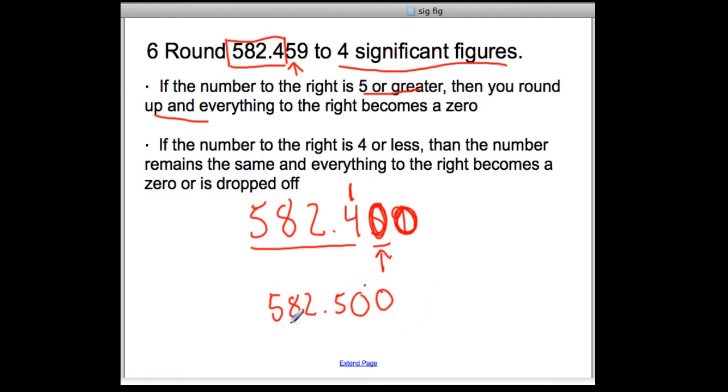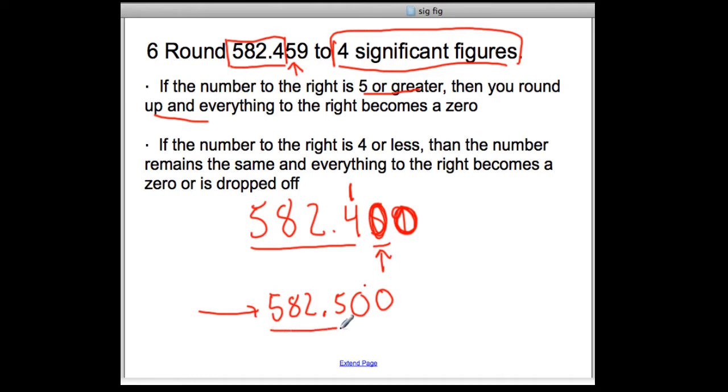But now hold on. Okay? They told me to have 4 significant figures in my answer. If I were to leave this just the way it is, I have my decimal here coming across from the left side. This actually has 1, 2, 3, 4, 5, 6 significant figures. So I can't have all these zeros at the end of it. I can only have 4 sig figs.